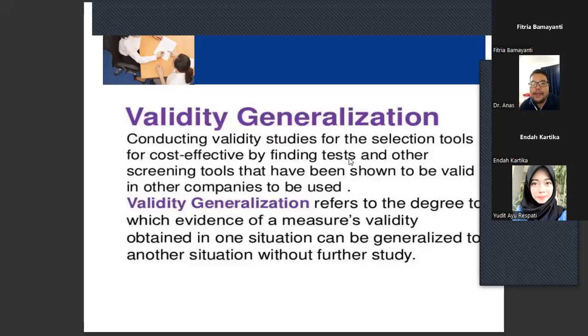So this validity generalization is basically the measure for the reliability and test validity. That's why before that I was sharing with you the basic testing concepts, right? The basic testing concepts are two: reliability and test validity. Validity generalization is the degree to which evidence from reliability or test validity obtained in one situation can be generalized to another situation without further studies.